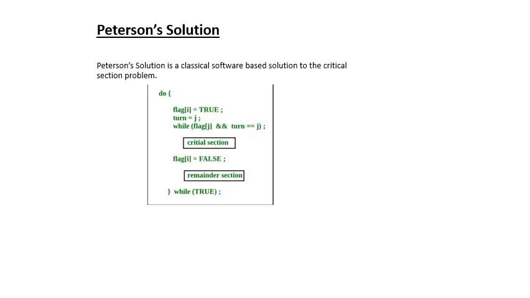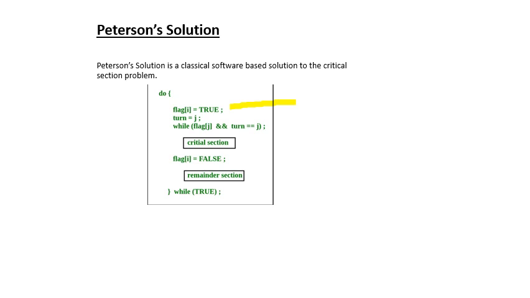So first is Peterson Solution. The Peterson Solution is a classical software-based solution to the critical section problem, meaning it provides a solution to the critical section problem. Here you can see this flag. So this is the flag, and initially it will be false.